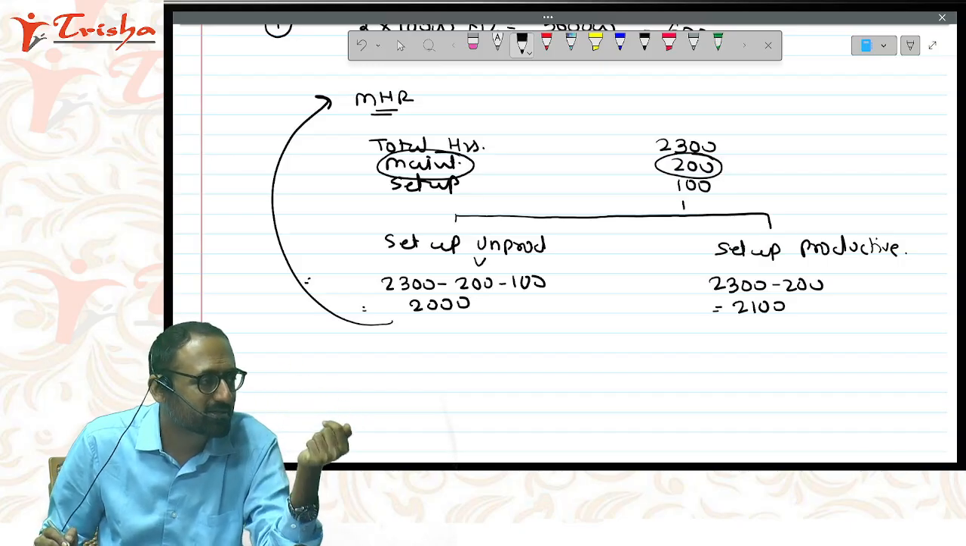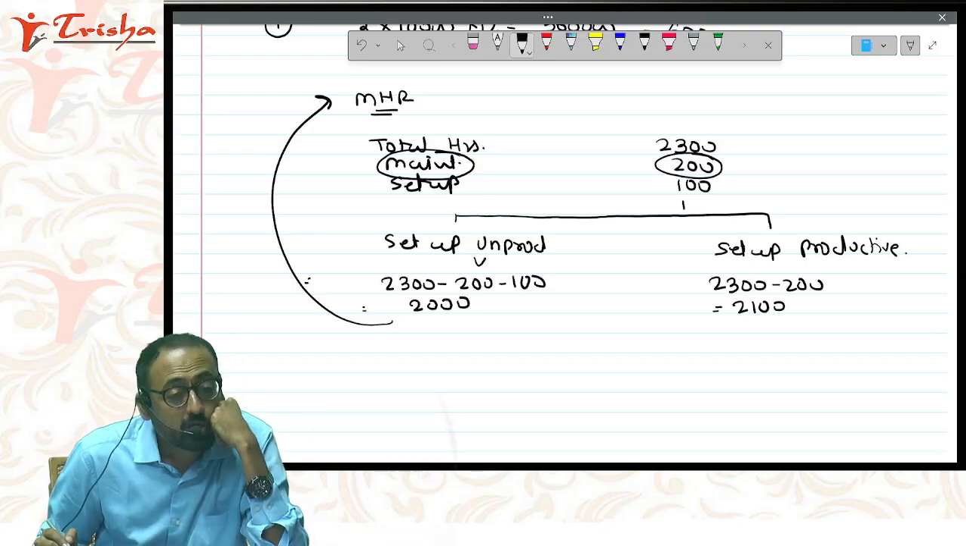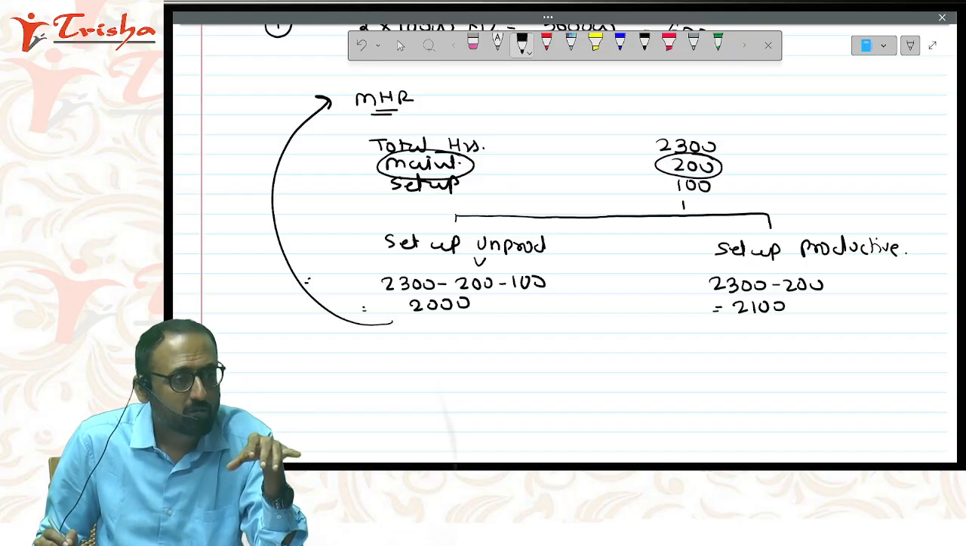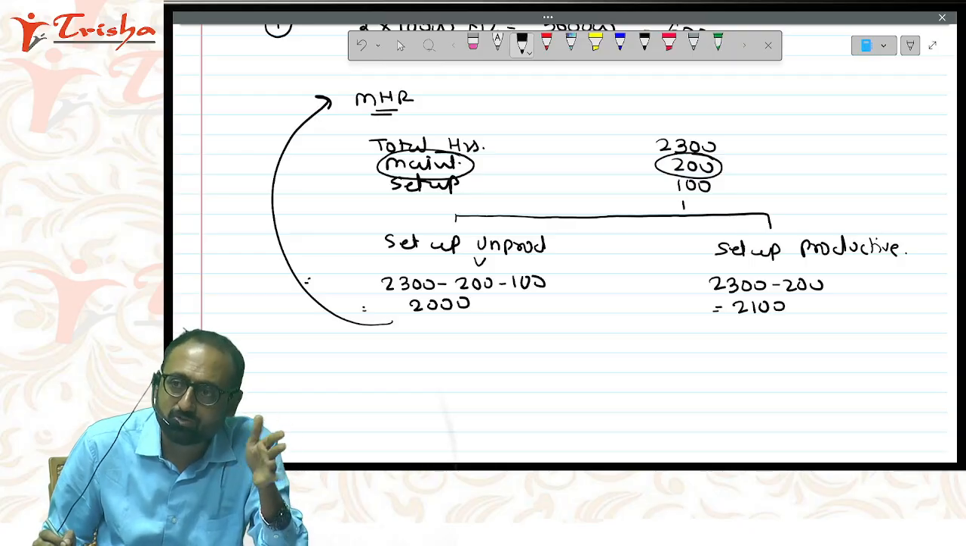Next important point. One question we have solved, in which it is written that maintenance is carried on weekend when production is already halted.